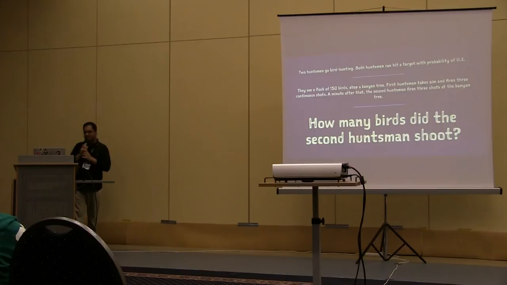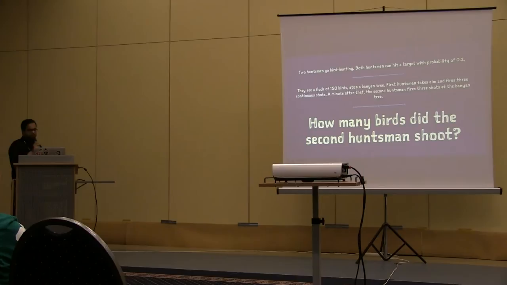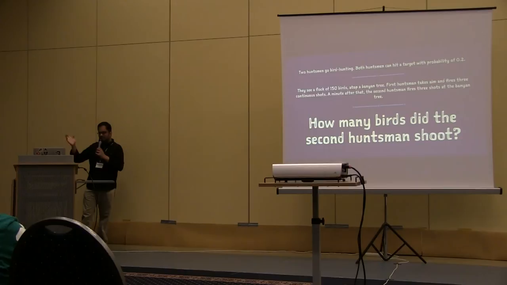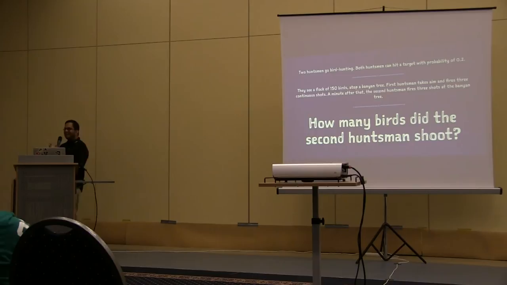Before we go on, here is a puzzle for you. There are two huntsmen. They go hunting, and each one of them can hit a target with a probability of 0.2, and they see 150 birds in a tree. The first huntsman takes a gun and fires 3 shots. Now the second guy goes, "Oh, come on, I can do 10." He fires shots at the tree. So now, how many birds did the second huntsman shoot? No, all of them flew away. I don't have a chocolate here, but that's right. So they all flew, right?